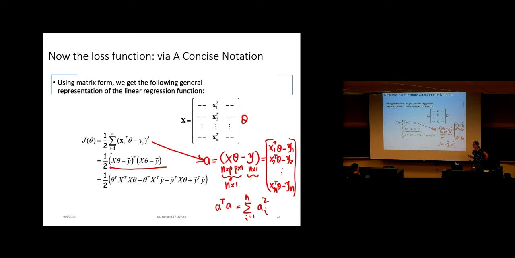Sure. What did you divide it by 2? Good question. You're going to see why, because when we take the gradient, the quadratic form will give a 2, and then it cancels out that 2. But actually, I don't need to have that 2. It's just to give the gradient a clean form.